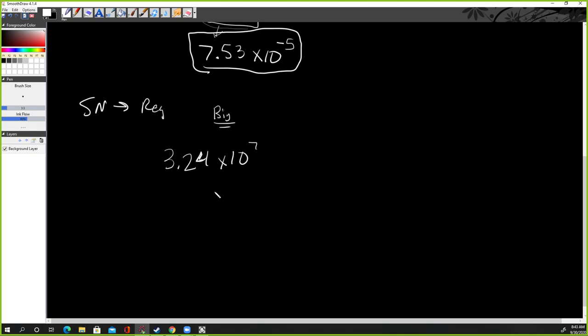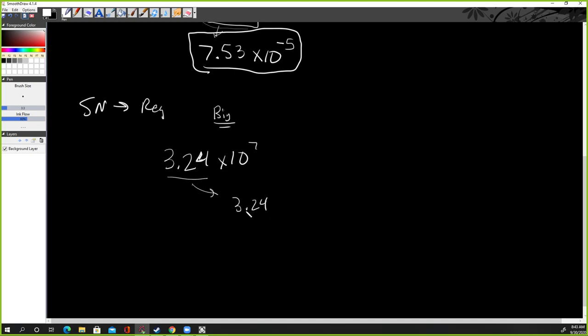So step one, write down these numbers, 3.24, okay? Write down these numbers here. Step two, move your decimal place to the right 7 times, because we're going to make this a big number.